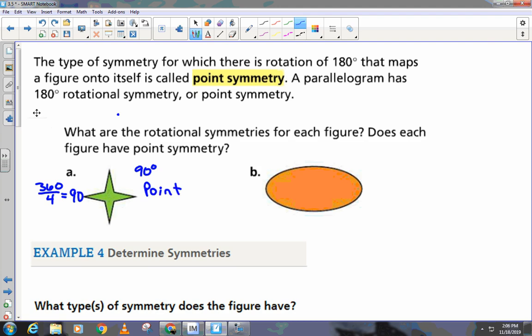Okay, what about this next one? Yes, it's going to have point symmetry also. What degree does it rotate? Just 180. So it has 180 degree rotational symmetry, and because of that, it also has point symmetry.